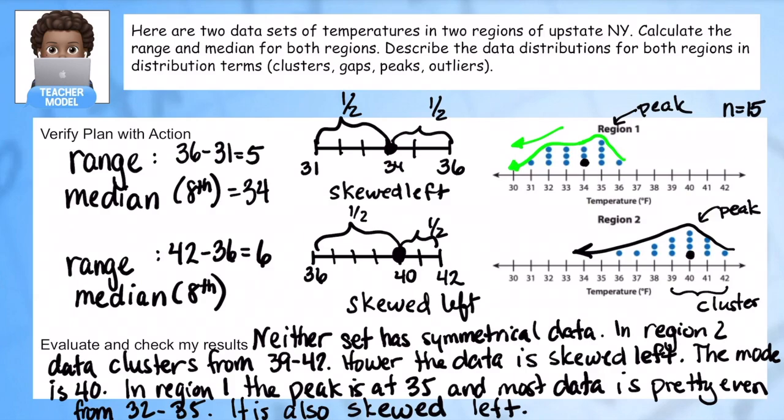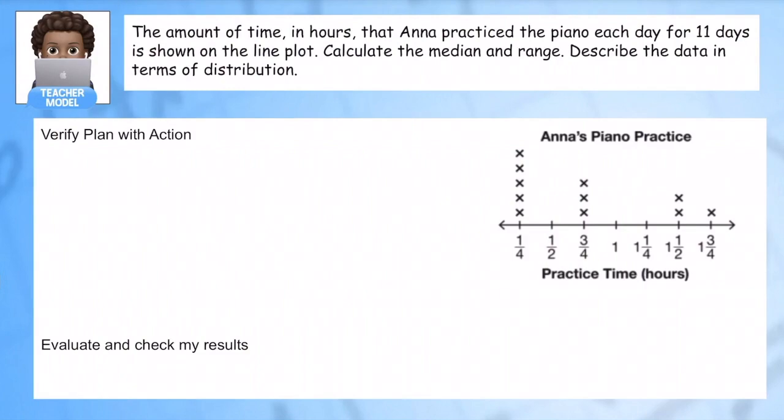I said it wasn't symmetrical, both have a skew. I mentioned where the peaks are, where the modes are, and if the data was clustered together or more widely spread apart. So hit pause and jot this down in your notes. Let's look at our second problem.